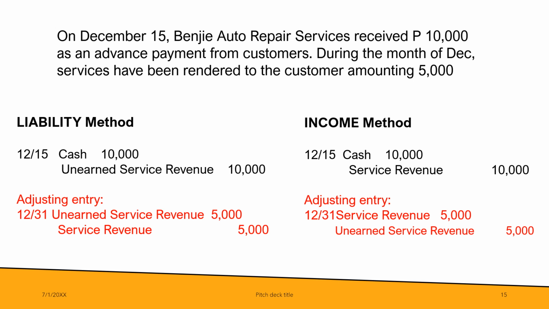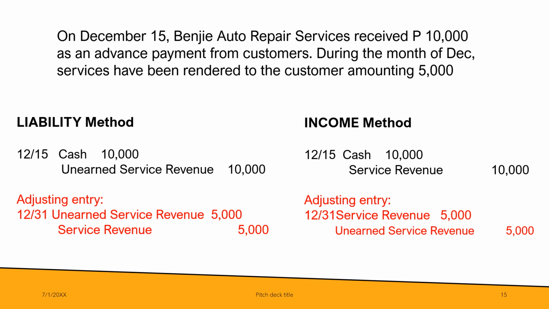If you compare the balance of your unearned service revenue and service revenue under liability method and income method, they are the same. Unearned service revenue, 10,000 credit minus 5,000 debit of unearned service revenue, will give you 5,000 credit unearned revenue. Is that the same under income method? Yes, 5,000. How about service revenue? Since there's only one entry under liability method, service revenue is 5,000.